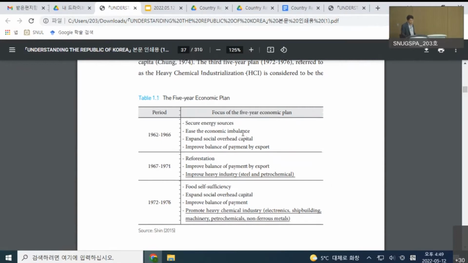But the good news to us is that from the older period, you can see the goals: correct the economic imbalance, expand the social overhead capital, and improve the balance of payments by export, reforestation. Yeah, this is interesting. Reforestation. Do you know why the government put reforestation as a major goal of the economic plan?